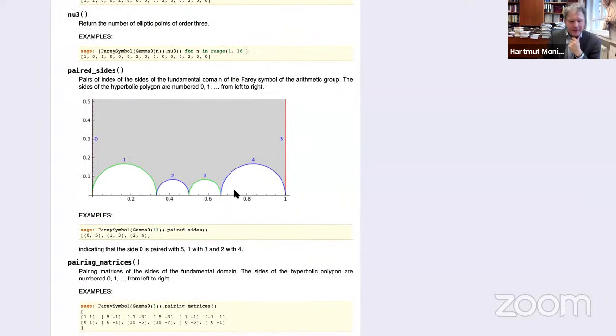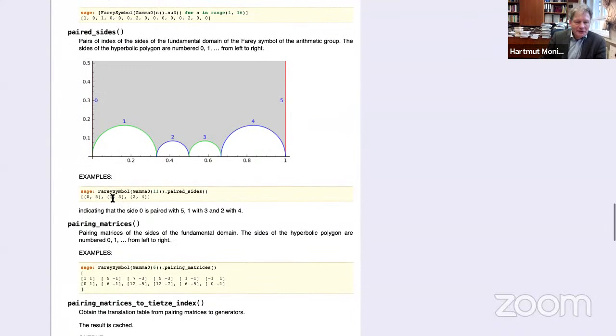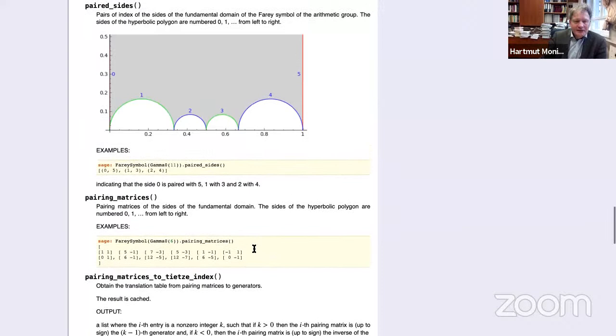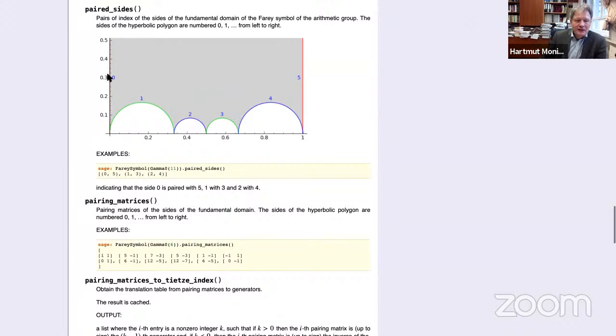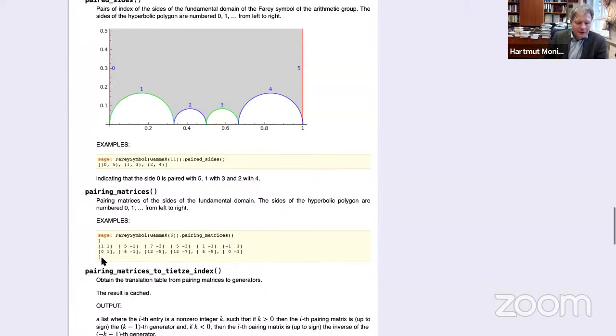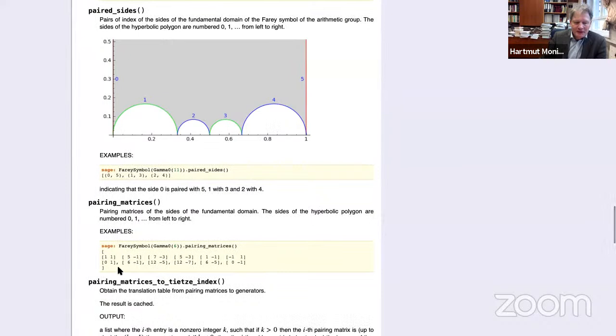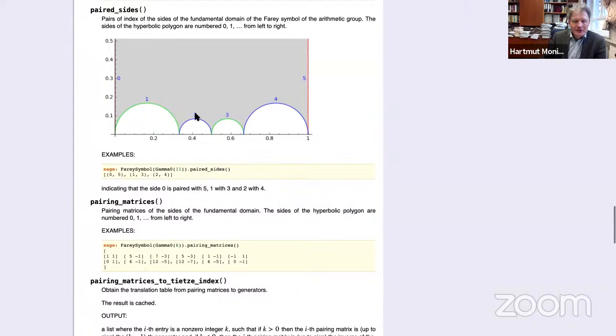To help you with identifying the sides, you can also just obtain the paired sides with paired sides, and that gives you the numbers in the order they are written in the Farey symbol. That would be 0, 1, 1, 1, 2, 3, and so on. Good. The pairing matrices are all the pairing matrices, meaning that if I want to translate, for example, this side to this side, I will have the generator of that pairing, which is (1, 1; 0, 1). If I want to pair this side with this side, I will have the matrix (5, -1; 6, -1), which gives you the pairing between these two sides.